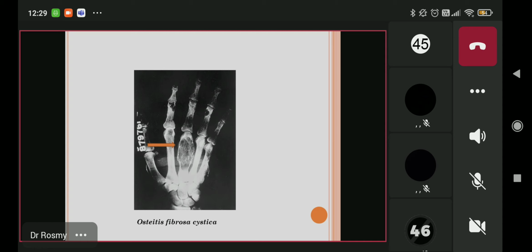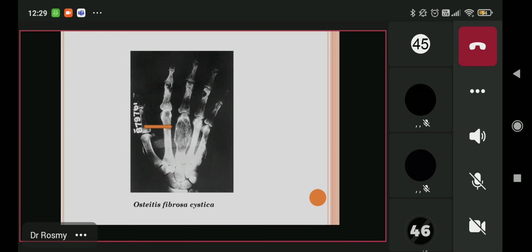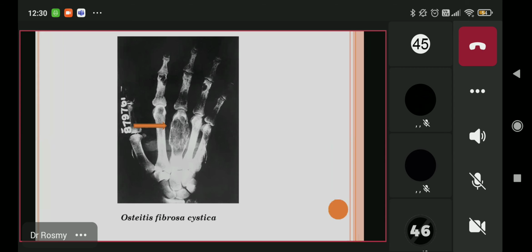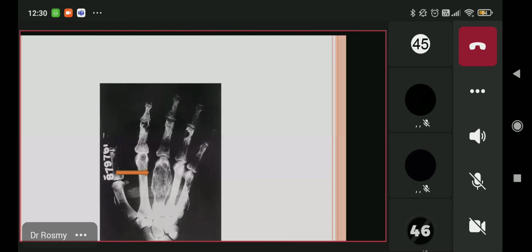So this picture is osteitis fibrosa cystica. I put the orange arrow. If you compare the other phalanges and you compare this, there is a cystic change present. There is a cystic degeneration. There is cortical thinning. If you see the middle phalange and the distal phalange, you can see everywhere there is darkening. The bone cortices have become thinned out. So generalized osteoporosis is present. Cystic changes are seen in the bone. Next.